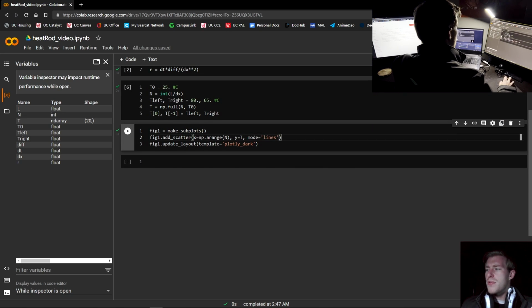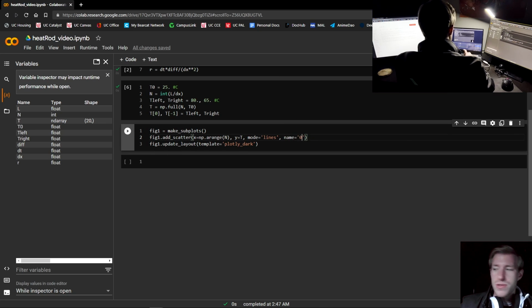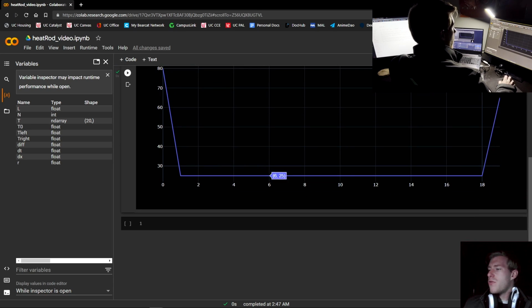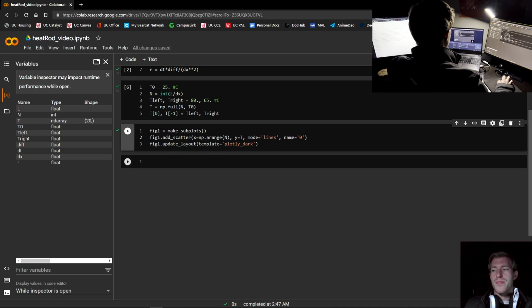We're also going to name this one. We're going to set name equal to 0. So now, when we run this, our graph will be named. Obviously, it's not going to show up now when we only have one, but when we have multiple, because we're going to be graphing this as we do our simulation, it will be able to be identifiable, and we're going to be able to see our time difference.